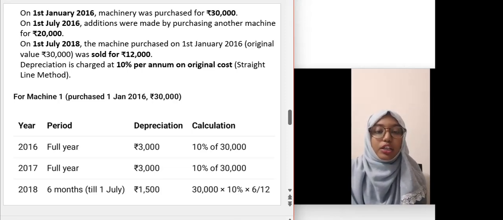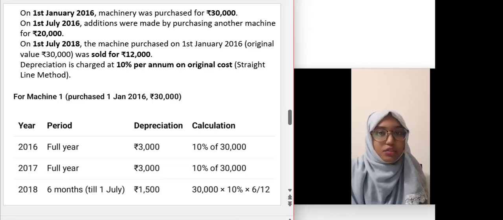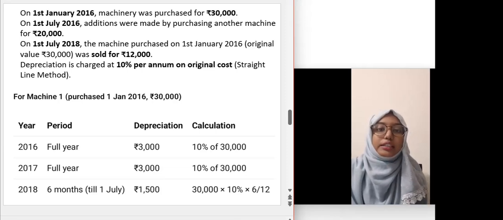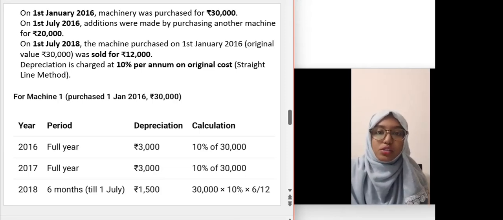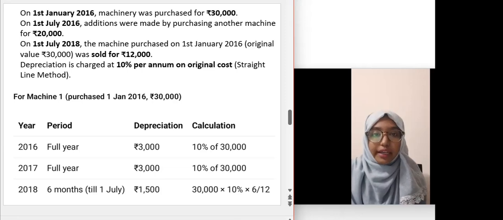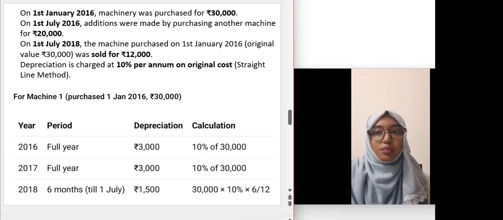So the asset is in use. The depreciation will also be calculated for the entire year 2017, which is 10% on the original value, which is 30,000. Again 3,000 for the year 2017. And for the year 2018, on July 1st, the asset is being sold. It was sold for 12,000. So from January 1, 2018 to 30th June 2018, only for the 6 months the depreciation must be calculated. So on 30,000, 10% into 6 out of 12 months, which will be 1,500.